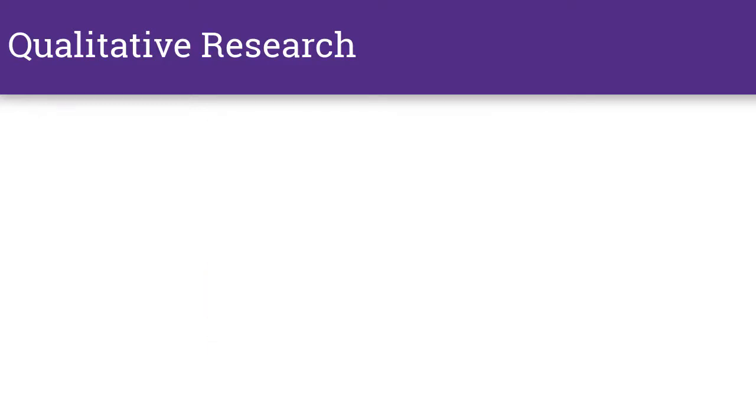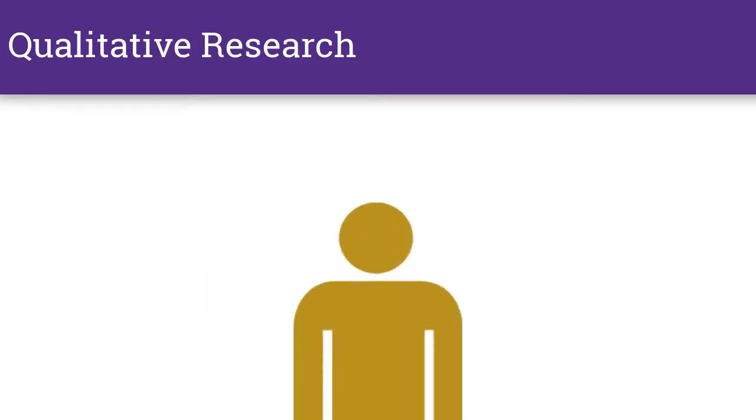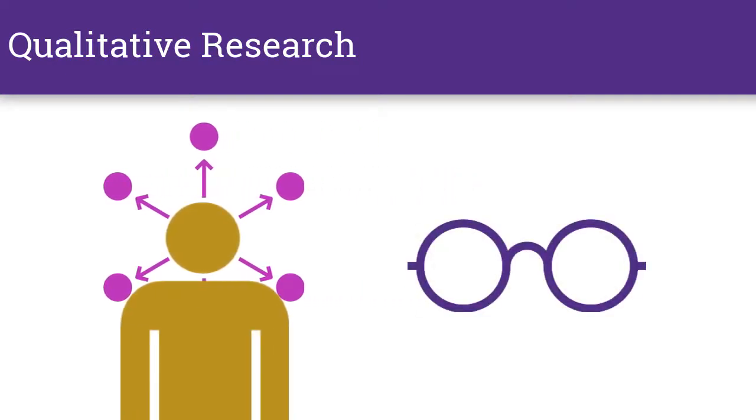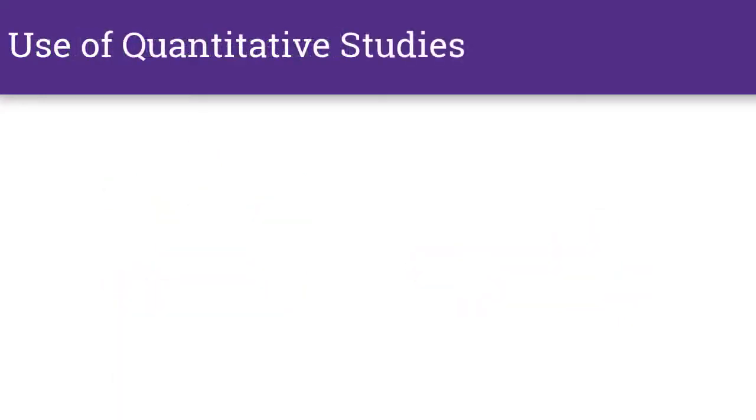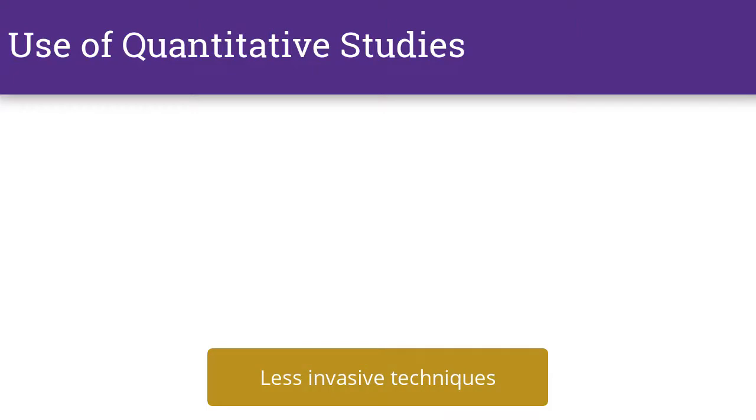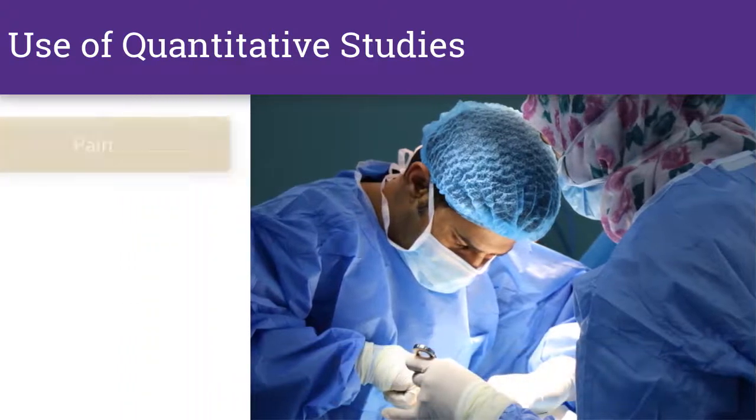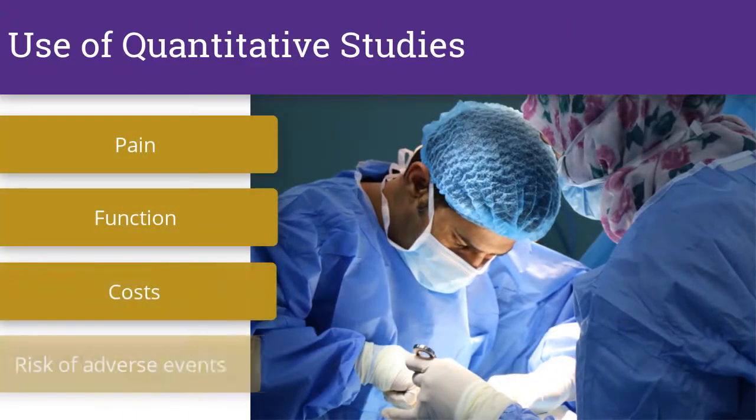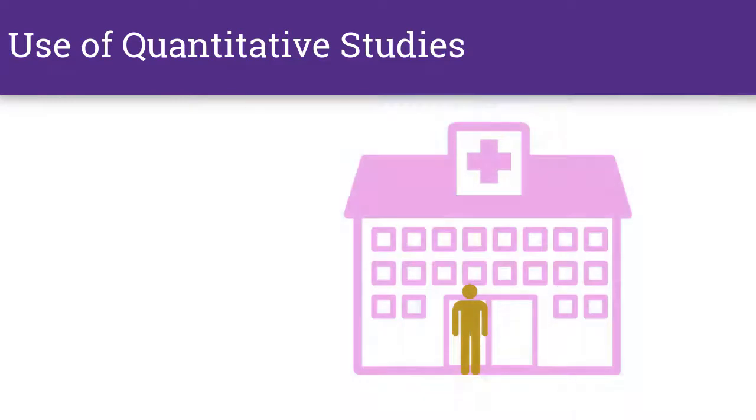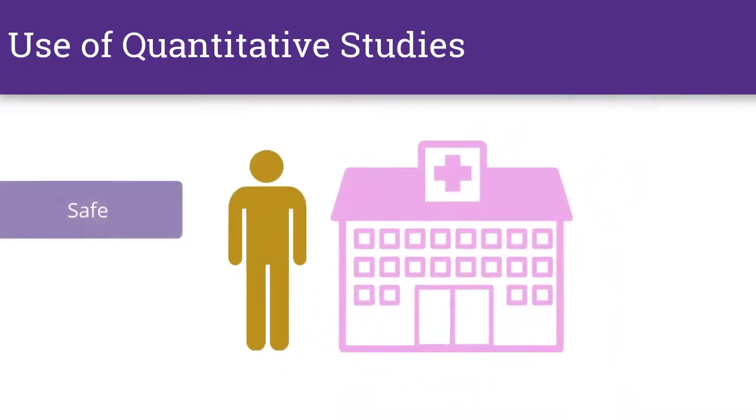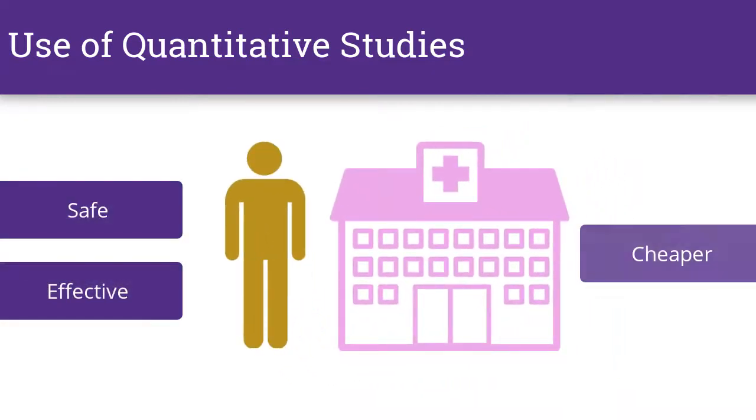The findings can help inform a more holistic picture of the patient's needs surrounding something like an intervention, or the experiences and perceptions of those experiences from the patients. For example, quantitative research studies have demonstrated the efficacy and safety of less invasive techniques and post-operative protocols for total hip replacement surgery. These quantitative studies have explored pain, function, costs, and risk of adverse events and demonstrated that same-day discharge from hospital was safe and effective for patients and cheaper for the hospital.